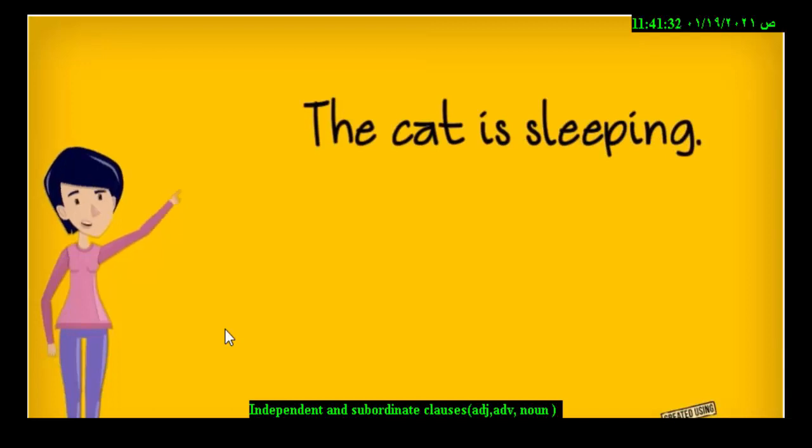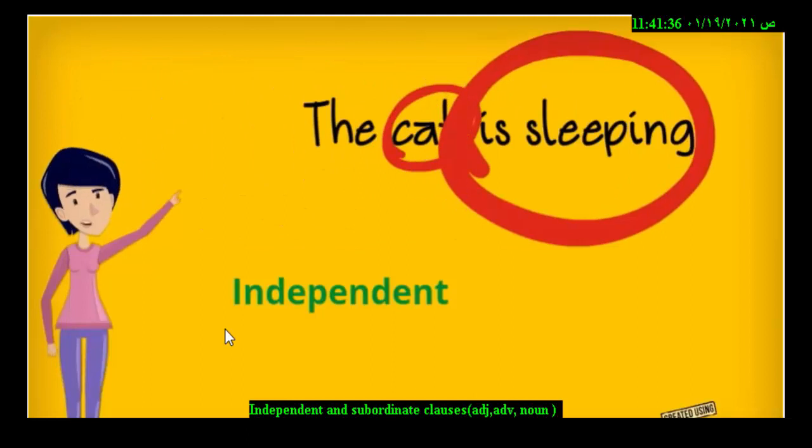Here's how it works. The cat is sleeping. This is an independent clause. It has a subject and verb team and makes sense by itself. It's a clause because it has a subject and verb. But is it dependent or independent? It makes complete sense, so this is independent.